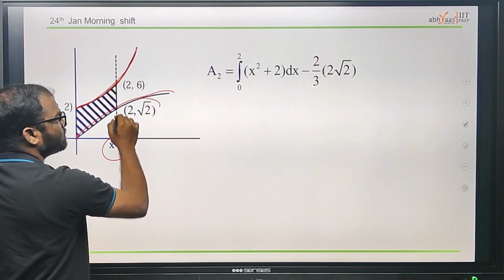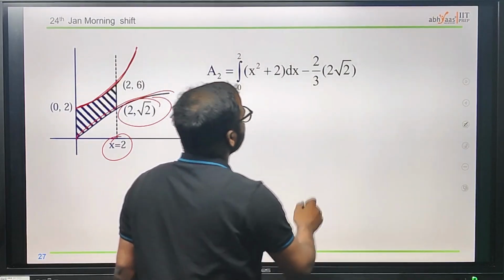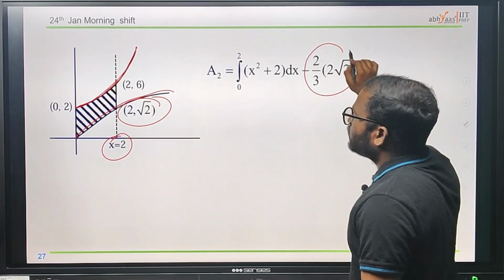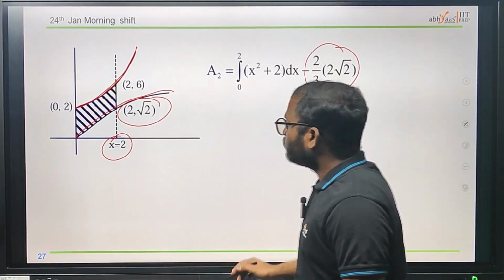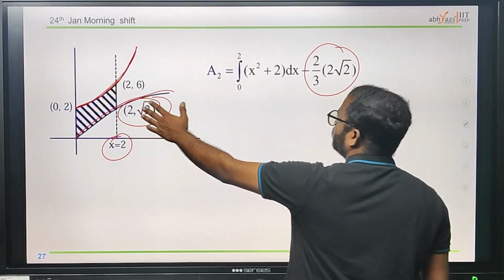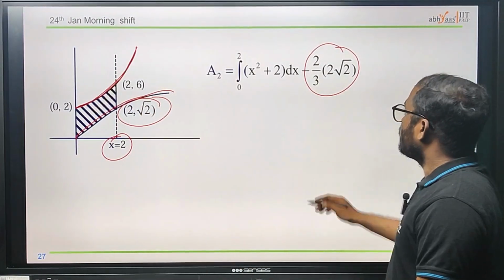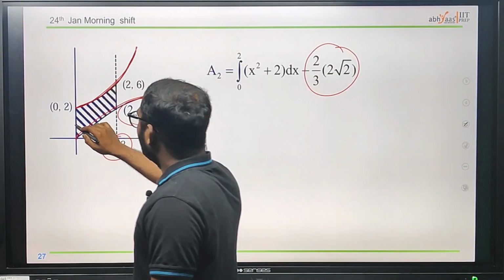Okay, we are taking this region, and we are taking some value here, 2 root 2, just taking the point of it, one. I hope you understand what I'm saying. Okay, just taking this what we have.